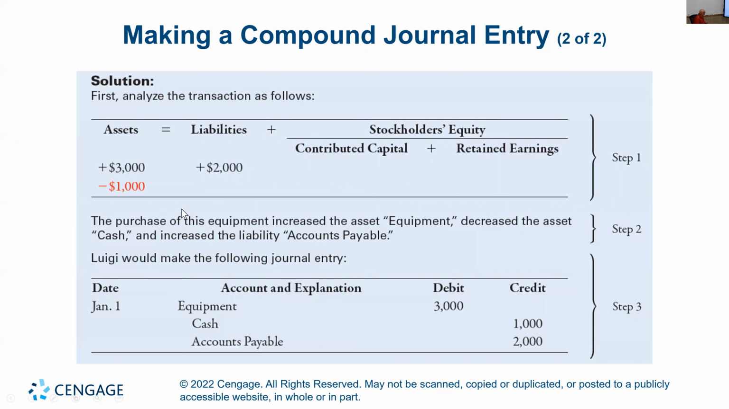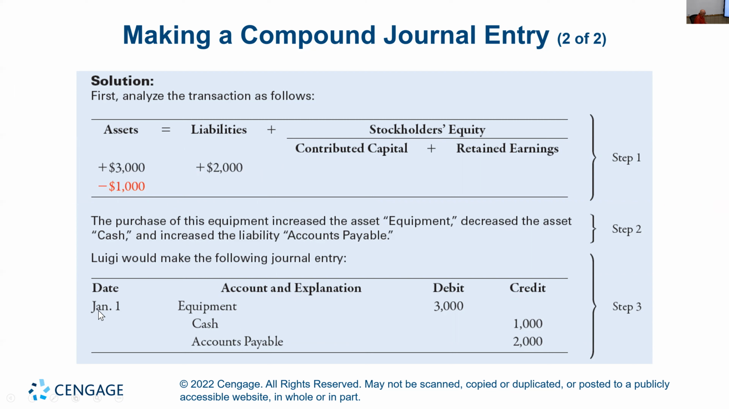So here this is kind of showing that assets went up by 3,000, down by 1,000, plus 2,000 over here. So you can see our assets total changed by 2,000 and our liabilities changed by 2,000. So we need to keep track of each account individually.